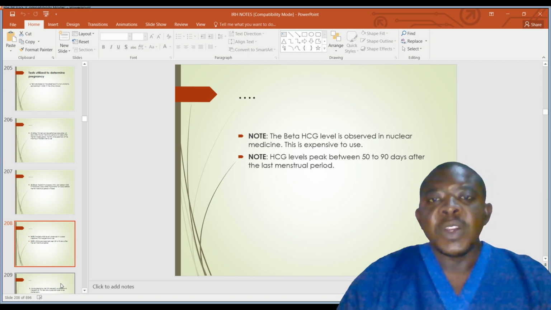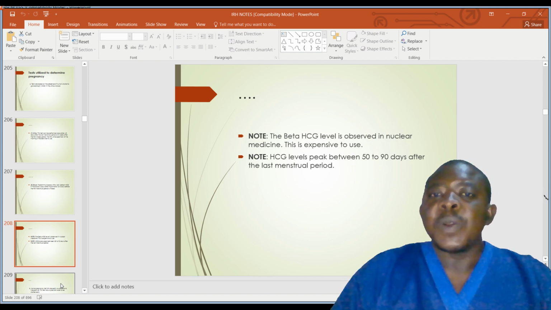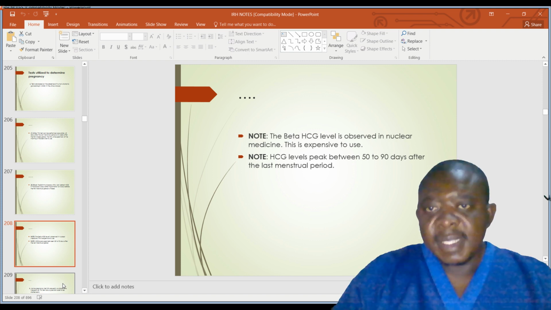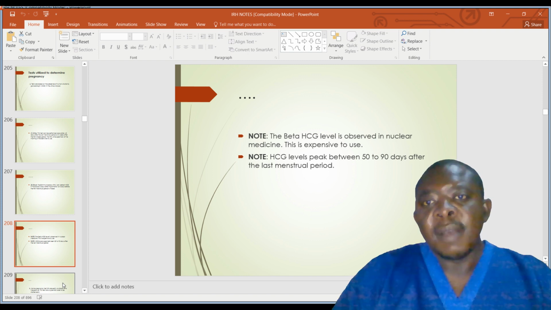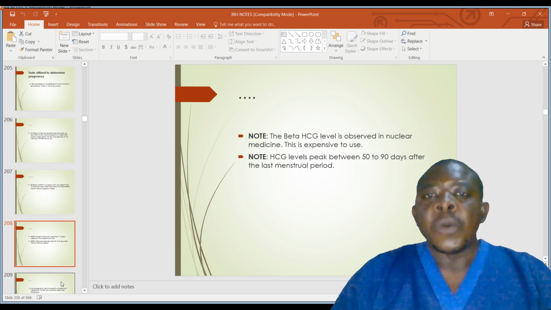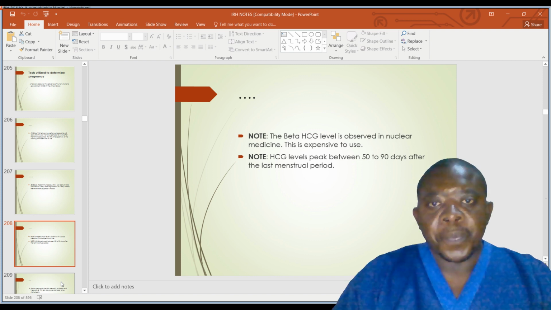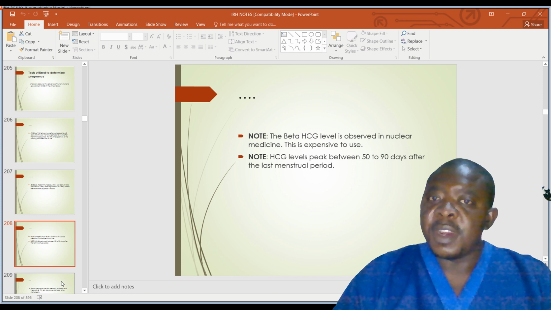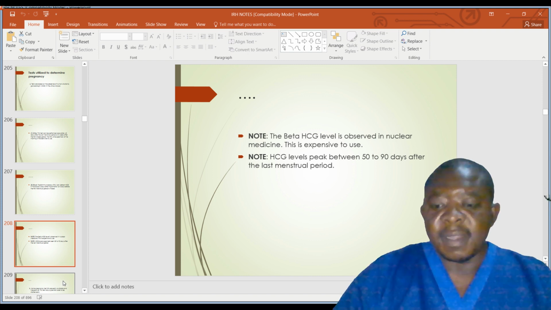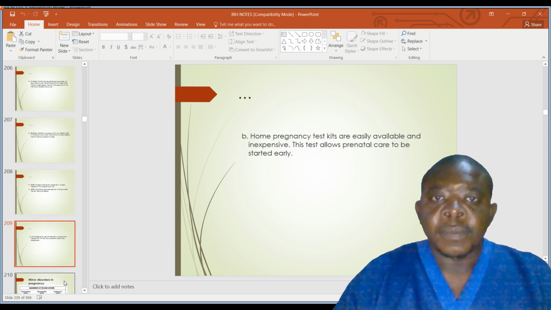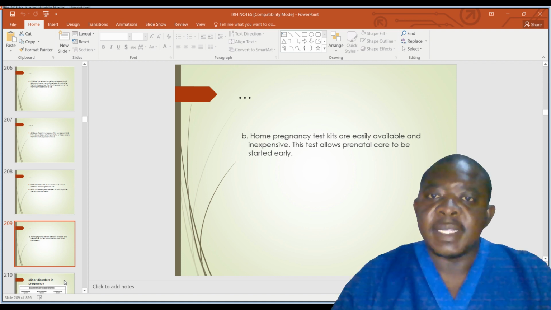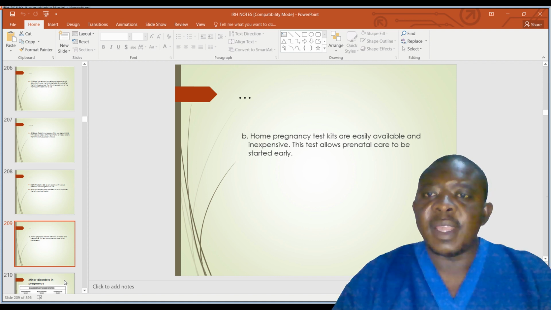Kindly note that the better human chorionic gonadotropin level is observed in nuclear medicine. This is expensive to use, but it is one of those tests that can be done in advanced countries where such services are available. Human chorionic gonadotropin levels peak by between 50 to 90 days after the last menstrual period. Home pregnancy test kits are easily available and inexpensive, so this test allows prenatal care to be started early.